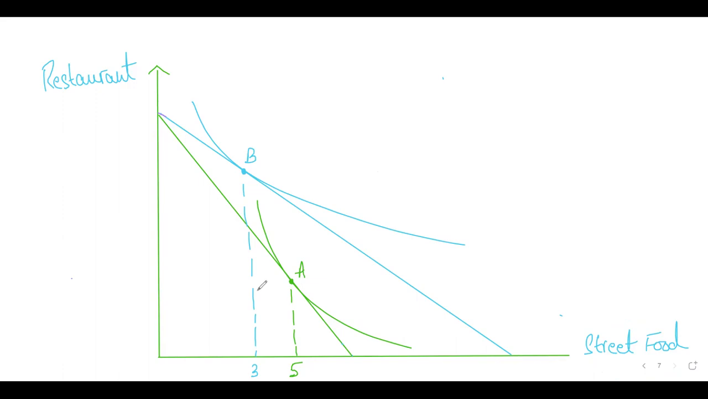And what is that step? You make a parallel line to the new budget line in such a way that it is tangent to your original indifference curve.